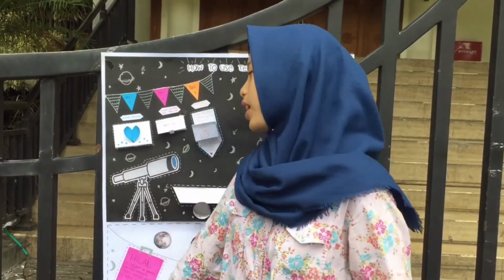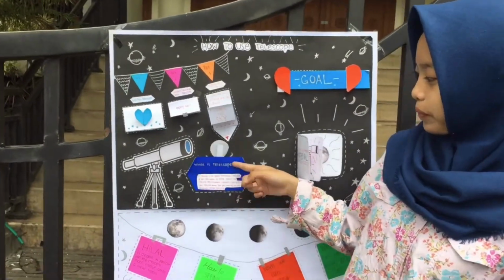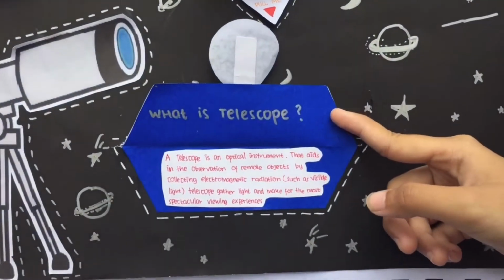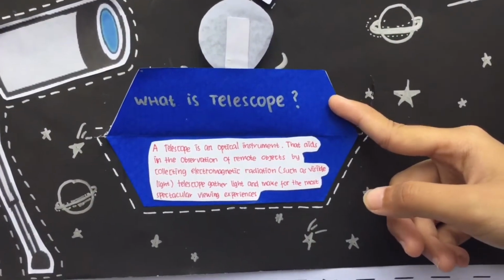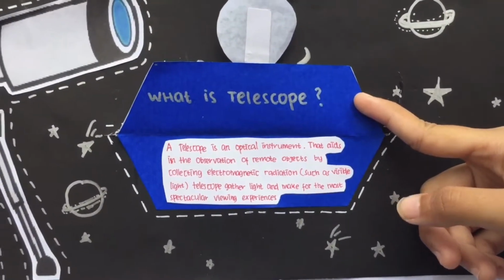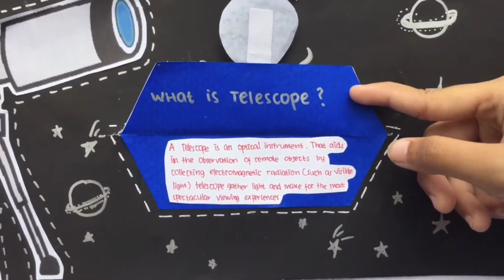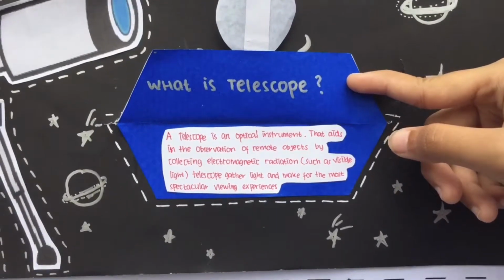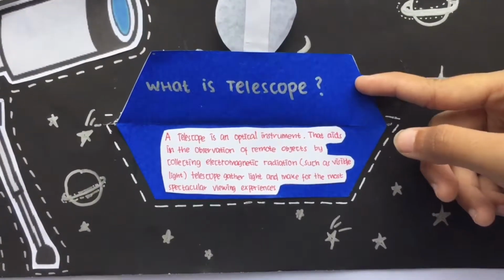Okay, first I want to explain about telescope. And what is a telescope? A telescope is an optical instrument that aids in the observation of remote objects by collecting electromagnetic radiation. Such a visible light telescope gathers light and makes for the most spectacular viewing experience.